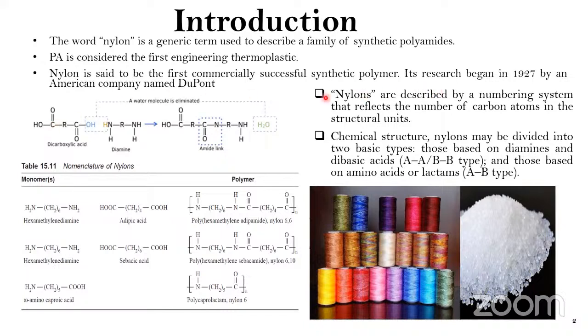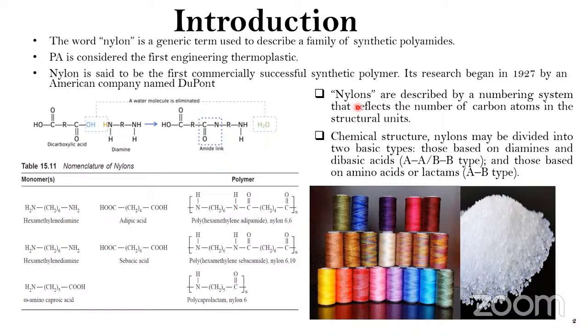Can you believe that in 1927 this was the first commercial polymer that came into the market? In research there were a lot of polymers, but for commercial purposes, this is the first. Nylon is said to be the first commercial synthetic polymer, and that research was done in 1927 by the American company DuPont. So how is this nylon formed, and how is it synthesized, the manufacturing process.